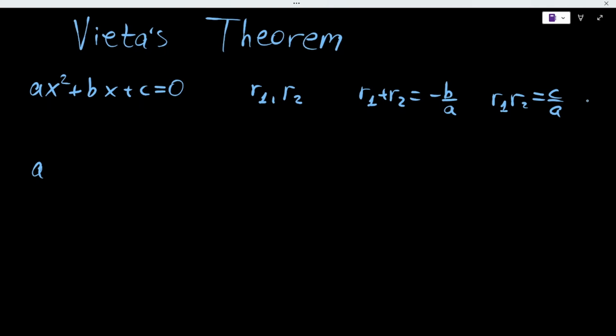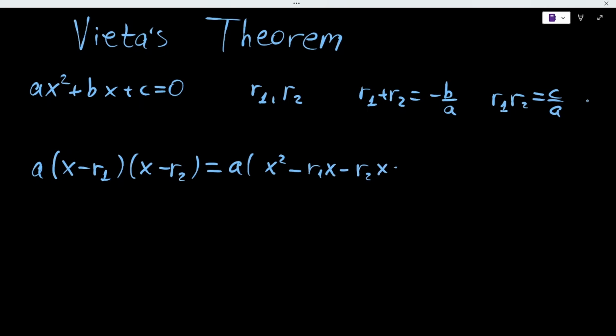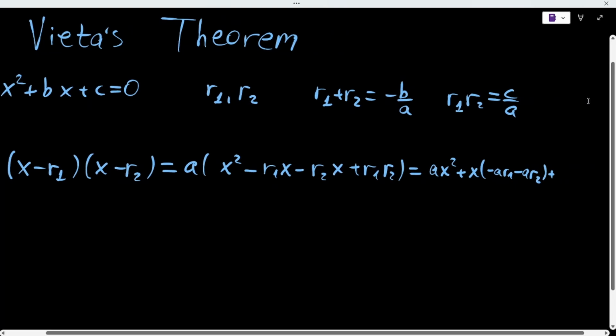If r1 and r2 are the solutions of the equation, it can be rewritten as a times (x minus r1) times (x minus r2). And if we expand this, we will get a times (x squared minus r1 times x minus r2 times x plus r1 times r2). And multiplying every term by a, we will get ax squared plus x times (minus ar1 minus ar2) plus ar1 times r2.